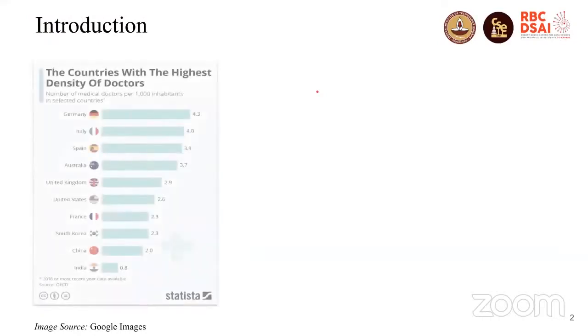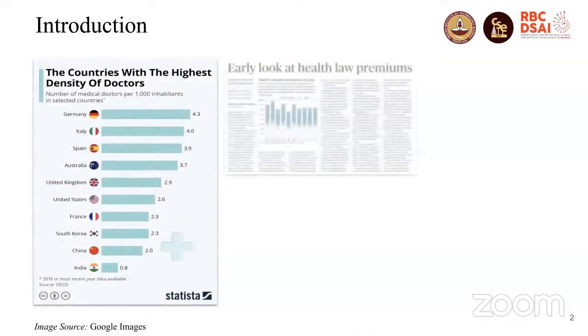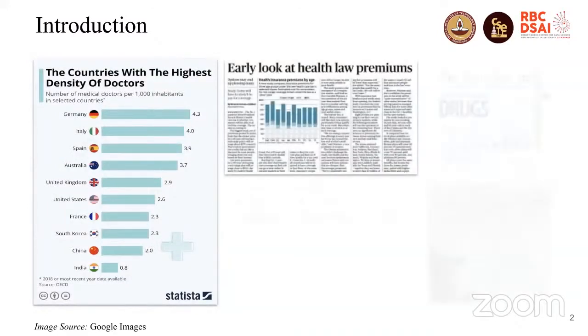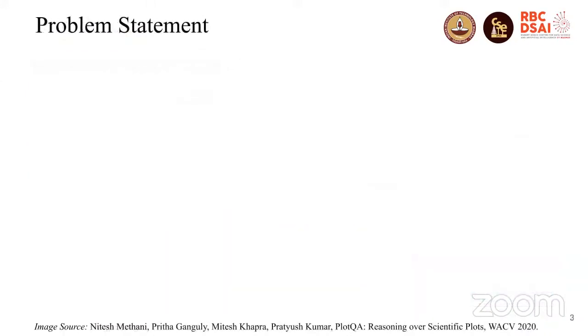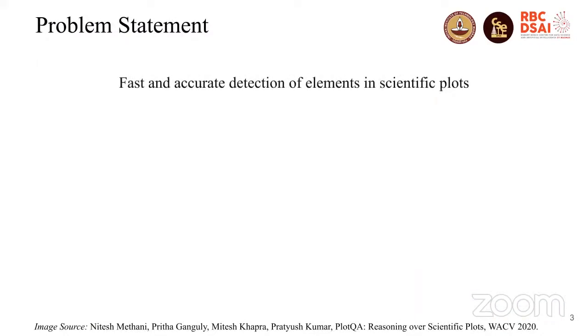So today, wherever you are, it's very easy to find a lot of plots around you, whether you are reading a journal article or newspaper articles or scientific articles, financial reports, right? Especially in the COVID world, I don't think a single day goes by without us looking at the plots of mortality rates, recovery rates, active cases, and so on, right? So now, given that there are so many plots around us, the research problem that we are interested in is fast and accurate detection of elements in scientific plots.